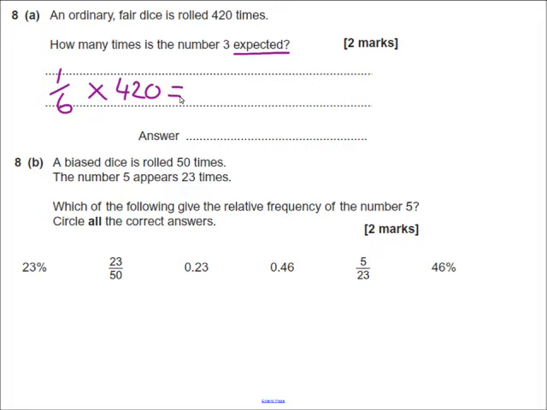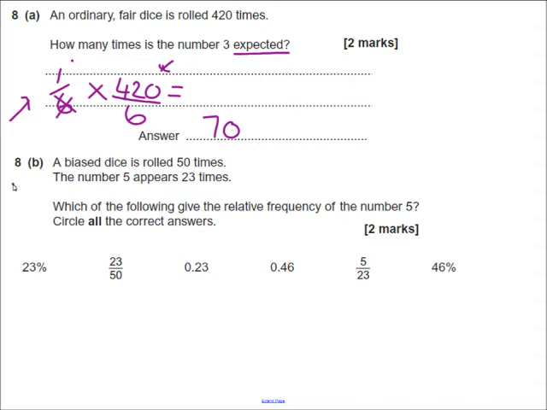Now this is one of those instances where if you delete the 6 from there and do this first, it will give you a nice round answer, because we know that 1 over 6 is a recurring decimal, and it will leave a remainder when we do the calculation with the 420 over here. So here, if we divide 420 by 6, we end up with 70, and 70 times our 1 that we had already gives us an answer of 70 times. So we'd expect to see the number 3 70 times in 420 rolls.